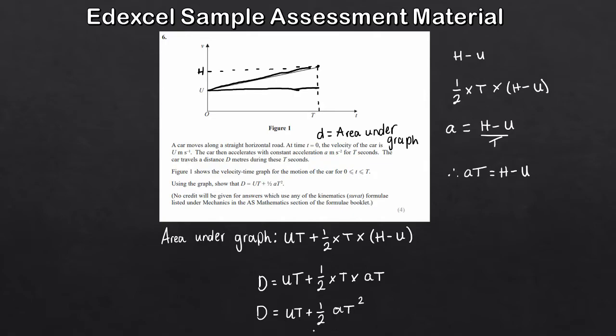Okay, so d is equal to ut plus a half at squared. Like it said in the question, you can't use any of the kinematics or the SUVAT formulas listed in the formula book, so you've just got to be very careful there. Use the graph, and remember the distance is equal to the total area under the graph there. Okay, so that's a nice question just to get us started.